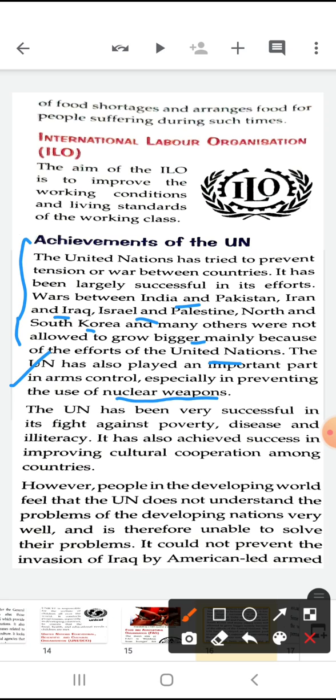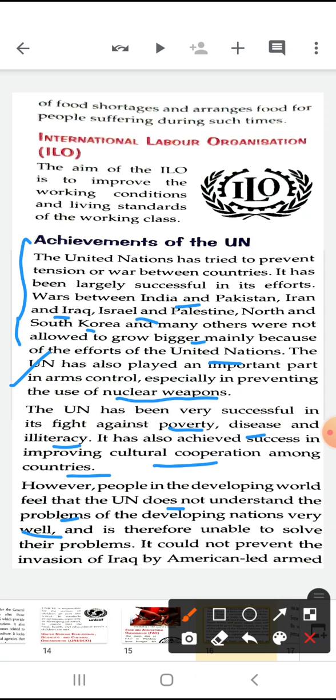The UN has been very successful in its fight against poverty, diseases, and illiteracy. It has also achieved success in improving cultural cooperation among the countries. However, people in the developing world feel that the UN does not understand the problems of the developing nations very well and is therefore unable to solve their problems.